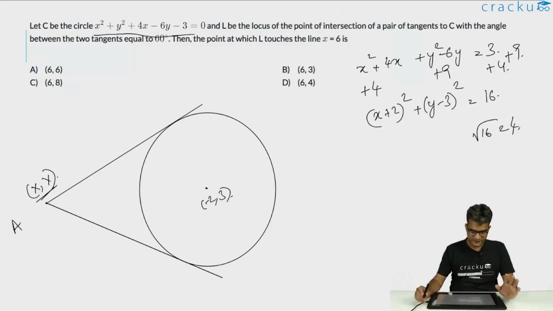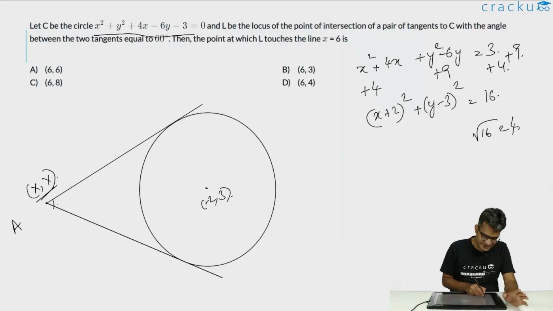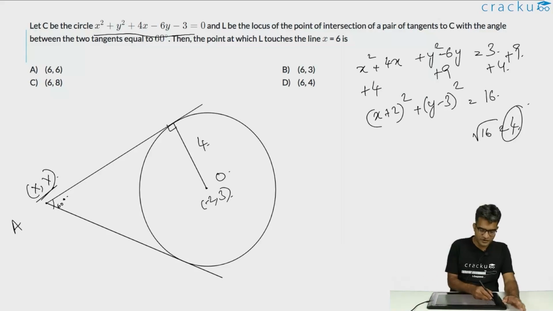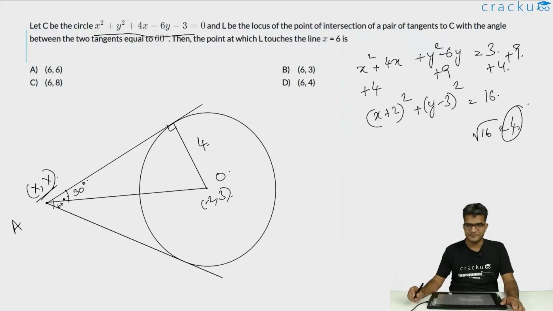Now the information we know is that this is 60 degrees. And if you join the center to the point of intersection of the tangent and the circle, this will be 90 degrees. The radius of the circle we know is 4 units. So this is 4. If the center is O, if you join A to O, because the tangents are intersecting at 60 degrees, this angle over here will be half of it, which is 30 degrees. Therefore, the length of AO will be 8 units.